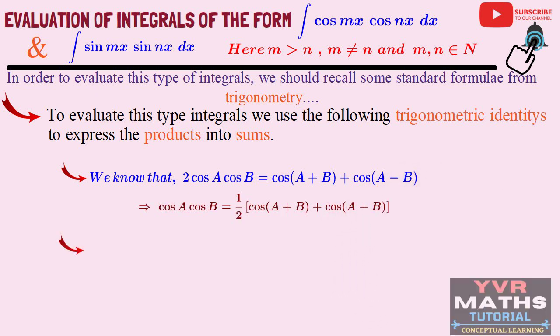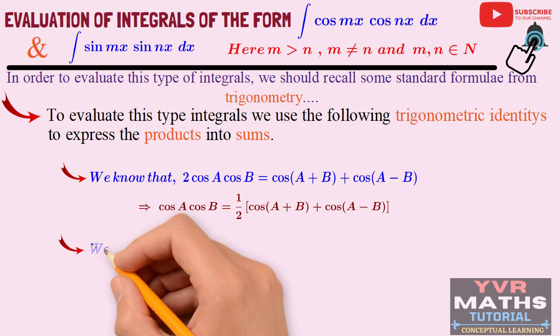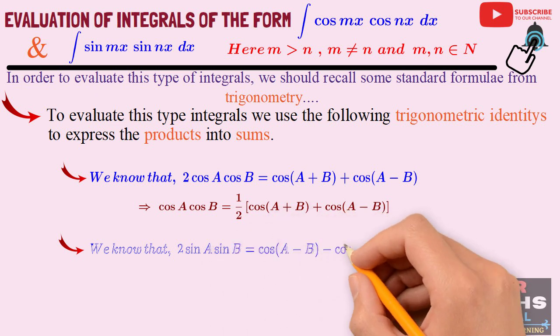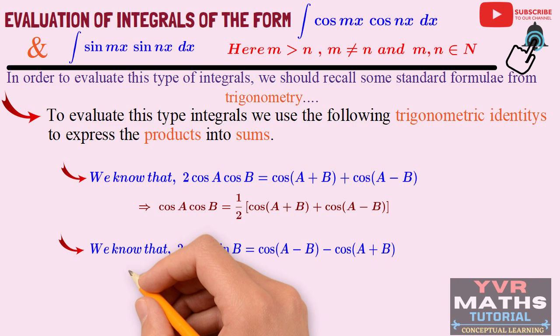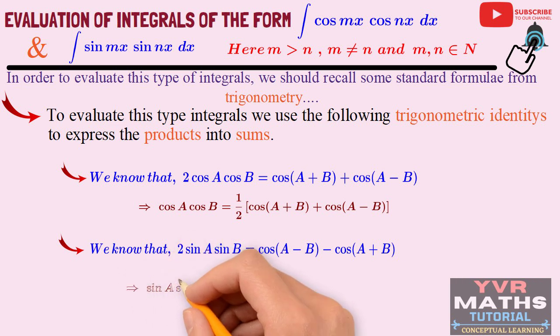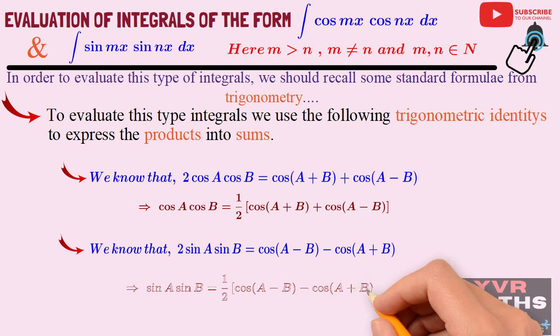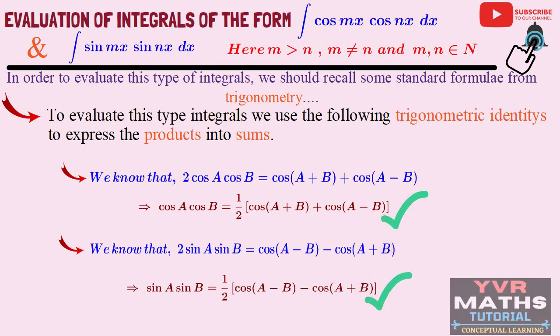In the same way, we know one more identity. 2 sin A sin B is equal to cos of A minus B minus cos of A plus B. So from this identity, we can get sin A into sin B is equal to half into cos of A minus B minus cos of A plus B. These are the identities which we learned in class 11. Based on these two identities, let us discuss few problems.